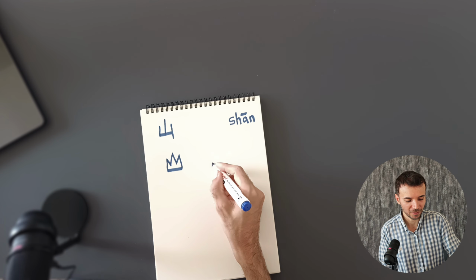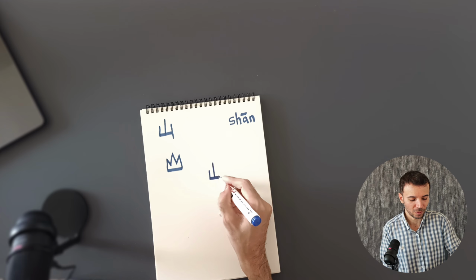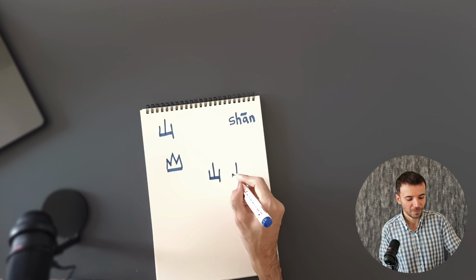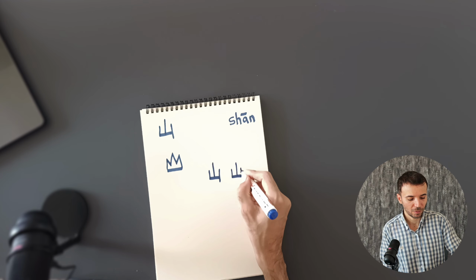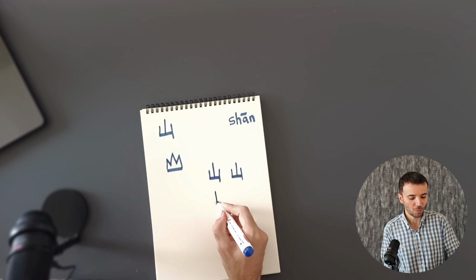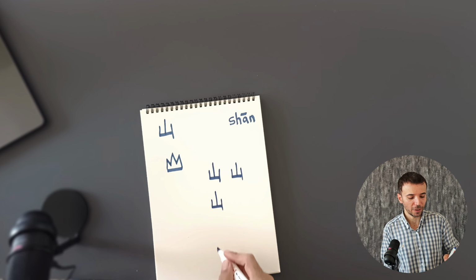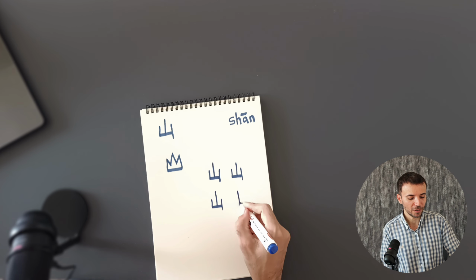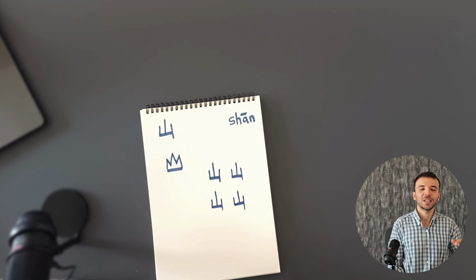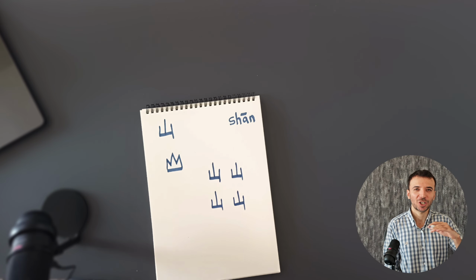So let's write it again. 1, 2, 3. Again, 3 strokes. 1 in the middle, 2, 3. Shān, shān, shān.